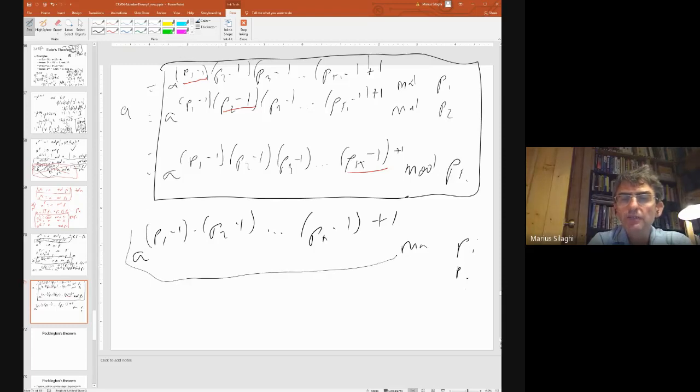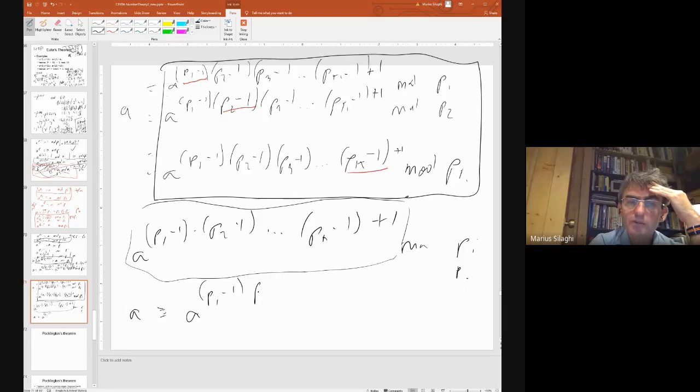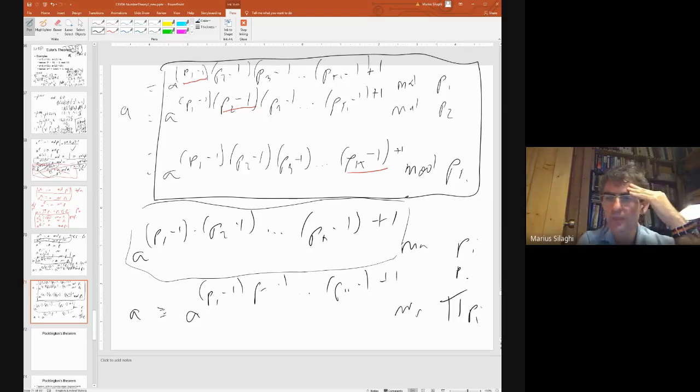So we have the remainder of A mod P1, the remainder of A mod P2, the remainder of A mod P3, and they are all equal with this value. It means that A is going to be equal with this. There's a unique number. That's what the Chinese theorem says, namely this one, A to the power P1 minus 1 times P2 minus 1 times Pk minus 1. It's exactly this number mod the product of all Pi. Okay? This is what the Chinese remainder theorem is saying.